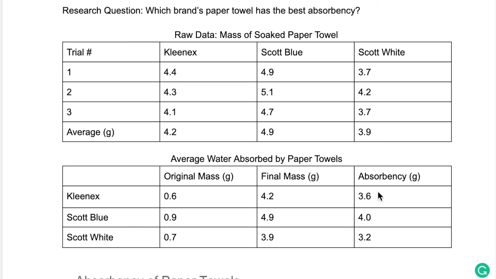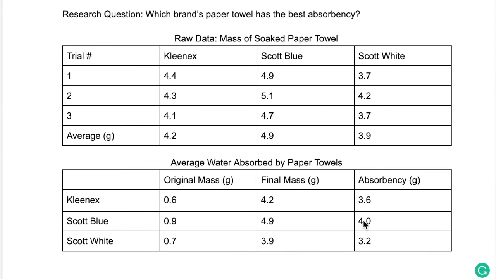To find the absorbency, you simply subtract the original mass from the final mass. So you subtract 0.6 from 4.2, and that gives you 3.6, which is the absorbency calculated from this experiment. You repeat this for each of the brands, and you can see that there are different absorbencies for each of the paper towels. Scott Blue has the highest difference between the final and original mass. This means that it soaked up the most water, and therefore its mass changed the most.